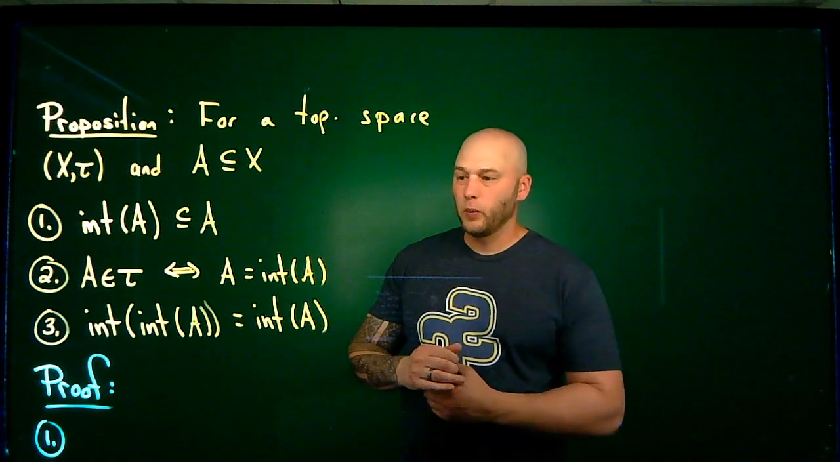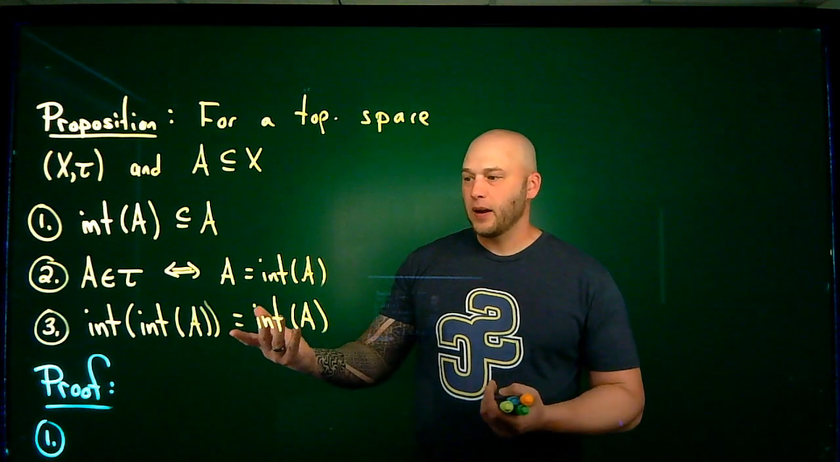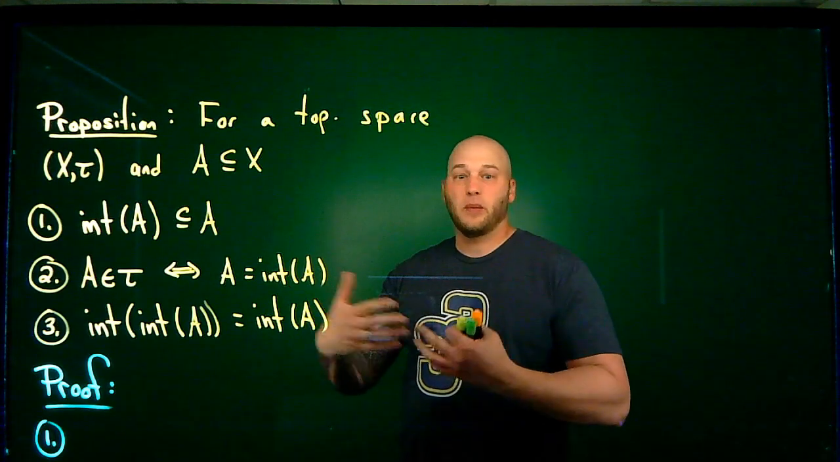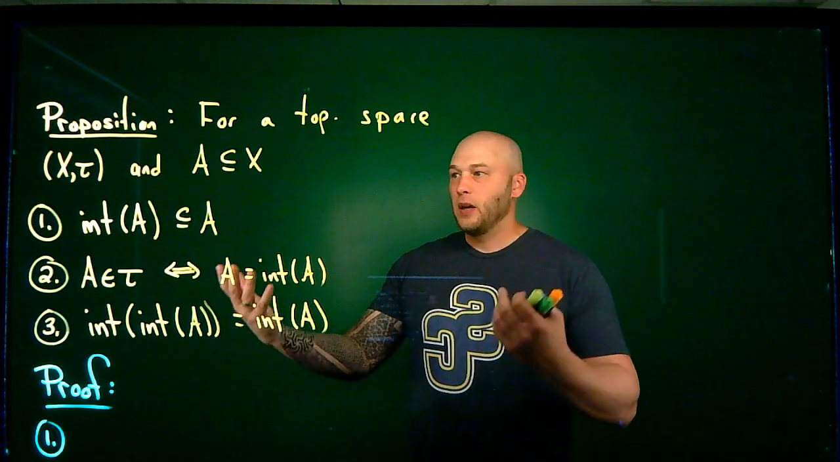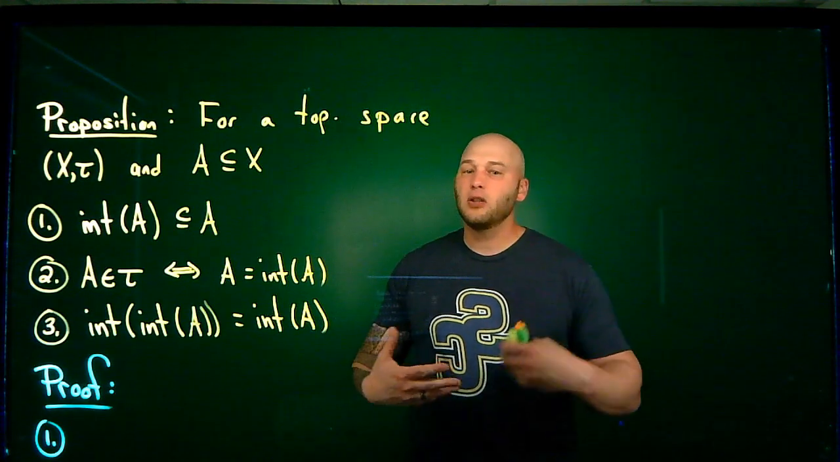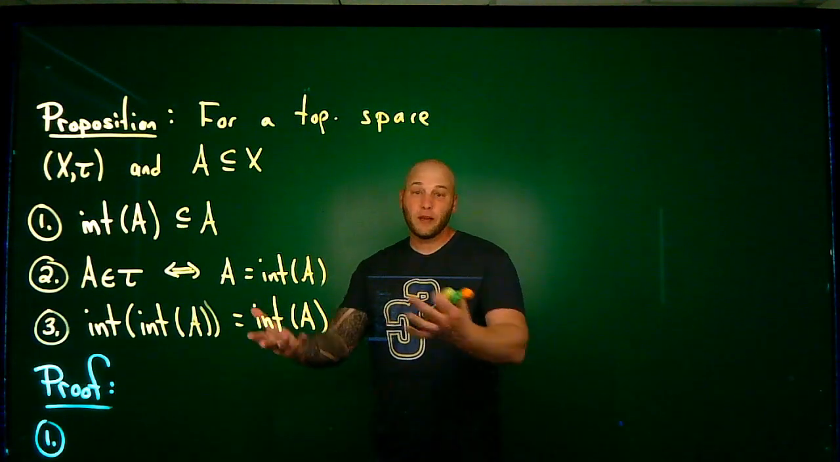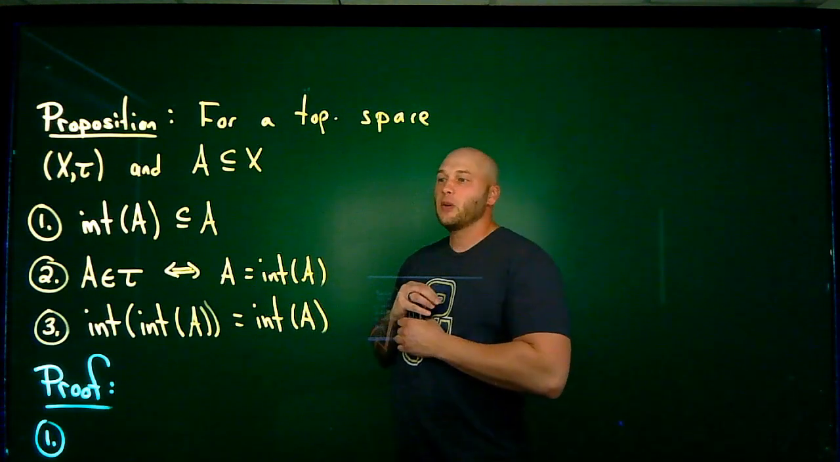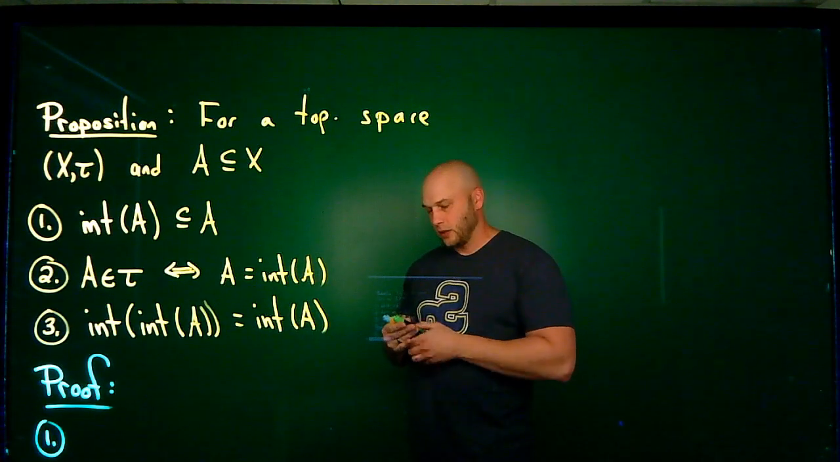For example, it's nice that if I take the interior, and then take the interior of that, it's not something different, because then we could talk about the interior of an interior of an interior of an interior, and it just gets to be ridiculous. But thankfully, that's not the case, and we just stop at one iteration. Let's go ahead and prove each one of these statements.